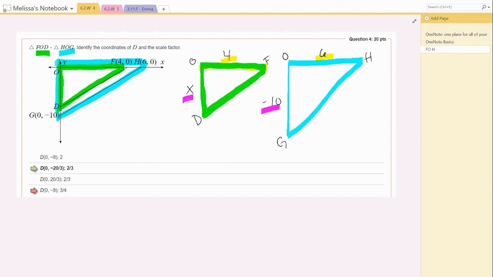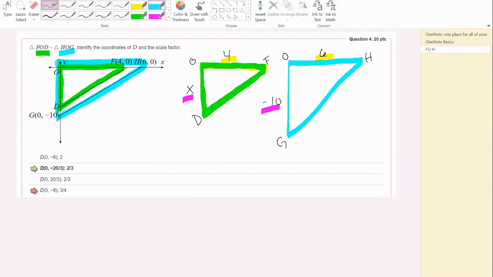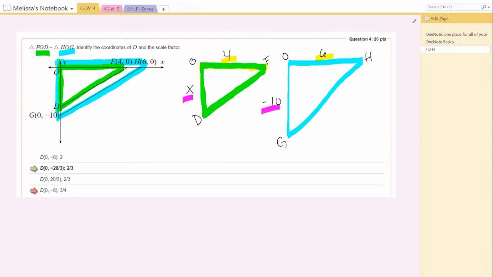So if it's telling you that they're similar, then we know that sides FO and HO are going to correspond. Sides OD and OG are going to correspond, and then sides FD and HG are going to correspond. So I already have them drawn separately here, and I've labeled the sides. We don't know what this long side is, FD and HG, but we don't need to because we have enough information to go ahead and solve.